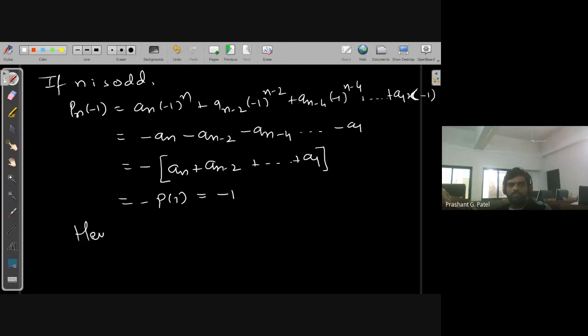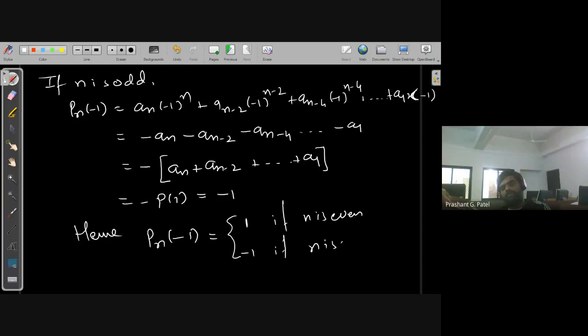So hence, Pn of minus 1 is either 1 or minus 1, which depends on whether n is an even number or an odd number. So I can say it is 1 if n is even, minus 1 if n is odd, which I can write in mathematical terminology as minus 1 raised to n, for any n in the natural numbers union the singleton 0.